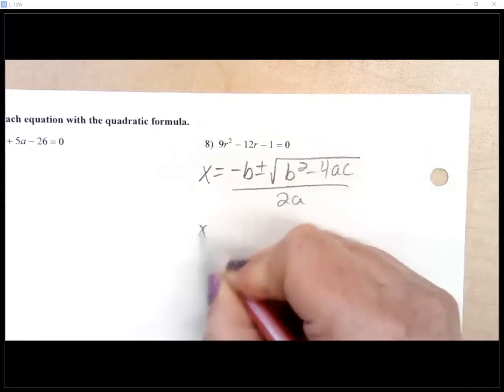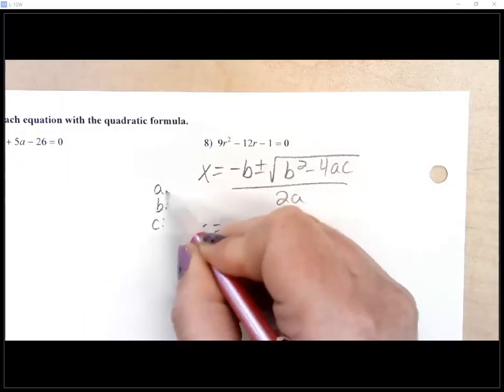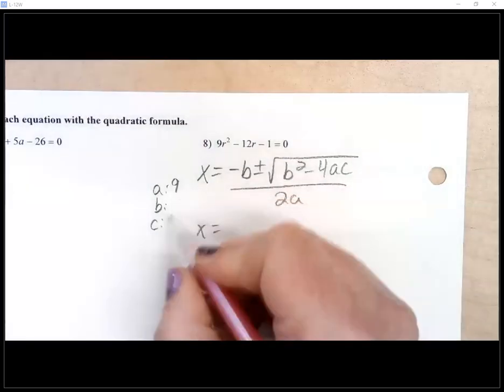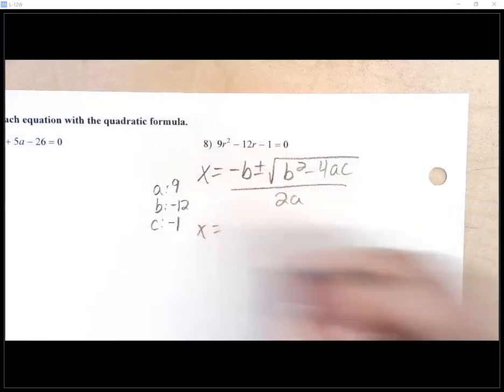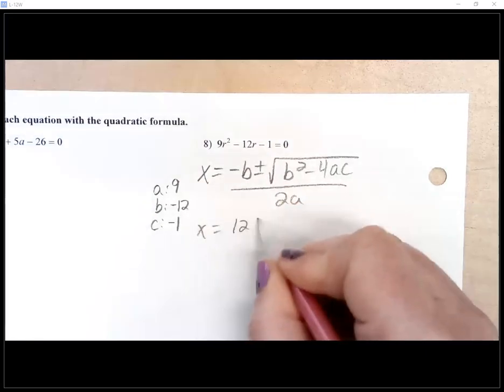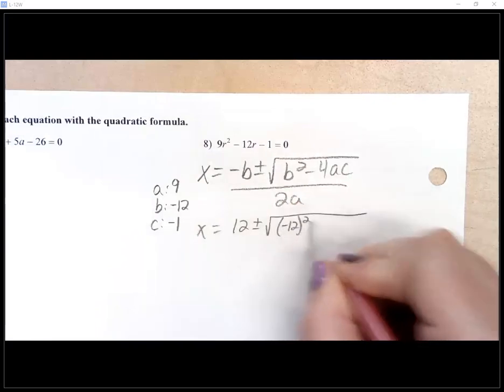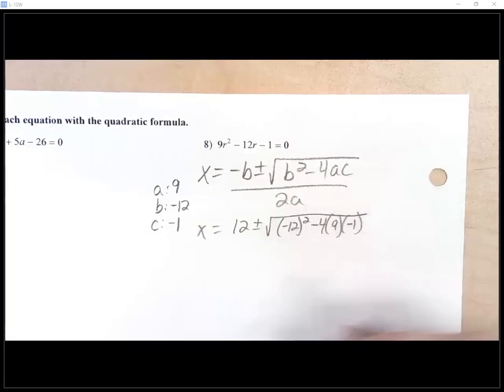All right, let's list our A, B, and C over on the side. Guys, what's A? 9. B is negative 12, and C is negative 1. Yes, all right, let's go for it. 12 plus minus the big square root of negative 12 squared minus 4 times 9 times negative 1, all over 2 times A.